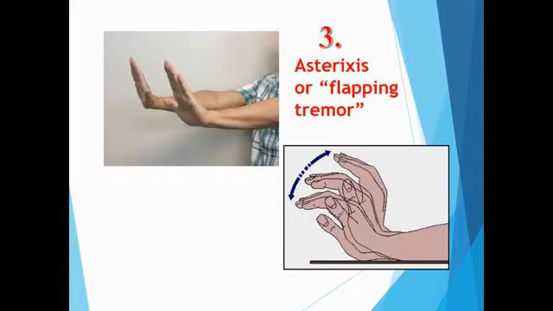The next one is asterixis or flapping tremor. When you ask your patient to extend the elbow joints and dorsiflex the wrist joint, keeping the fingers apart from each other, and observe the patient, if the patient has hepatic encephalopathy, that is impaired cerebral function due to a hepatic cause, you will find flapping tremor. That is irregular and jerky flexion and extension movement of the wrist joint, and it is known as flapping tremor because it resembles a bird flapping its wings. Flapping tremor signifies that the patient has developed hepatic encephalopathy.